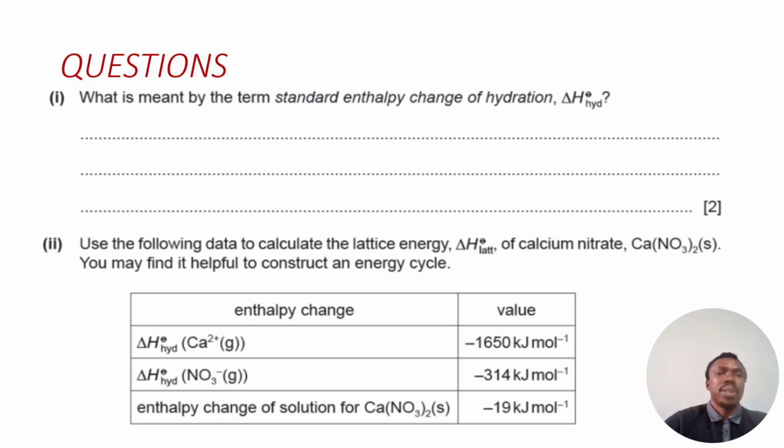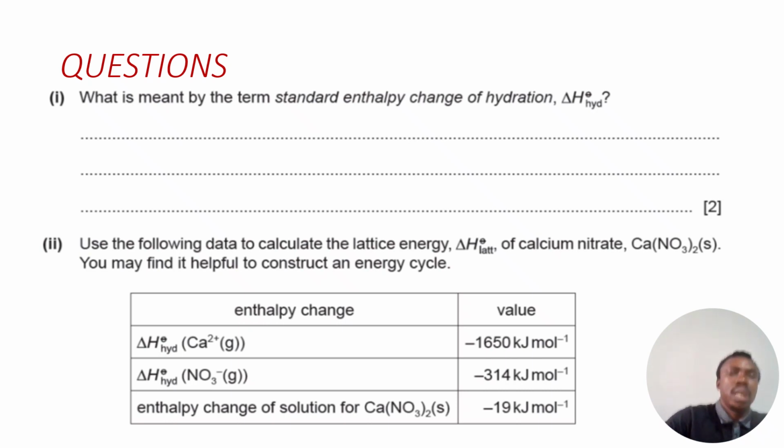Now let's go to the next question. Use the following data to calculate the lattice energy of calcium nitrate. You may find it helpful to construct an energy cycle. You are given the enthalpy change of hydration of calcium ion, enthalpy change of hydration of nitrate ion, enthalpy change of solution for calcium nitrate. So you have to calculate the lattice energy. You might find it helpful to construct an energy cycle. Let's just construct the energy cycle, then we calculate the lattice energy.